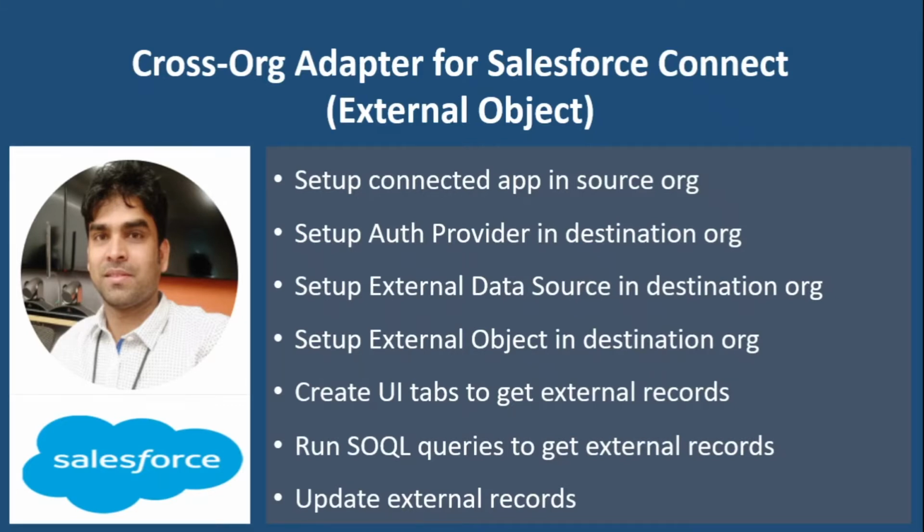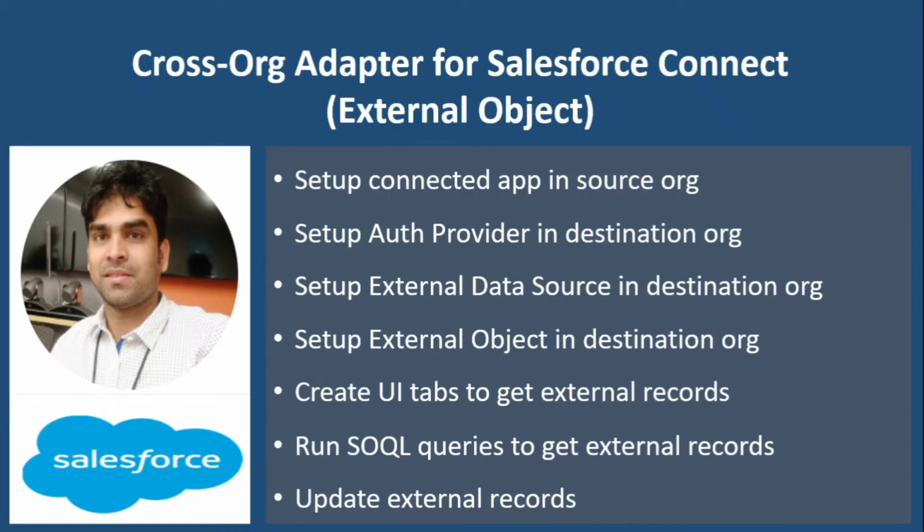So for that, we have to follow some steps. Step number one, we'll create a connected app in the source org. Step number two, we'll set up an Auth provider in the destination org. We'll create an external data source in the destination org. Then we'll validate and sync, which will create external objects in the destination org.